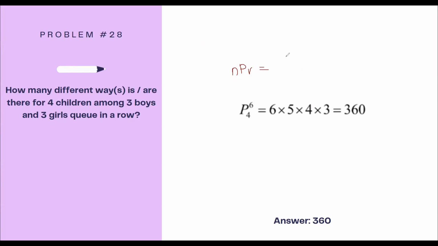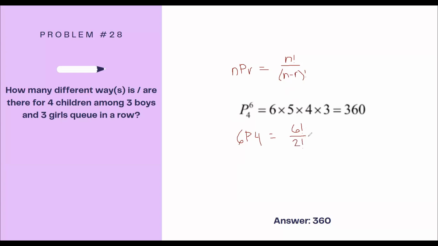So the permutation is just n factorial over n minus r factorial. So for this problem, since we have 6 permutation 4, we have 6 factorial over n minus r, meaning 6 minus 4. That's why we have 2 factorial.